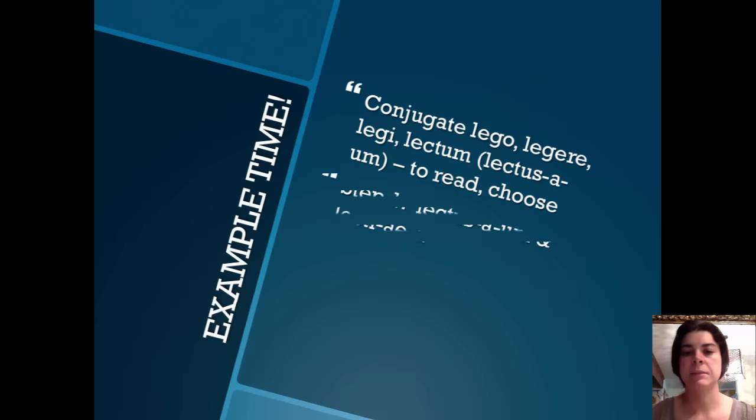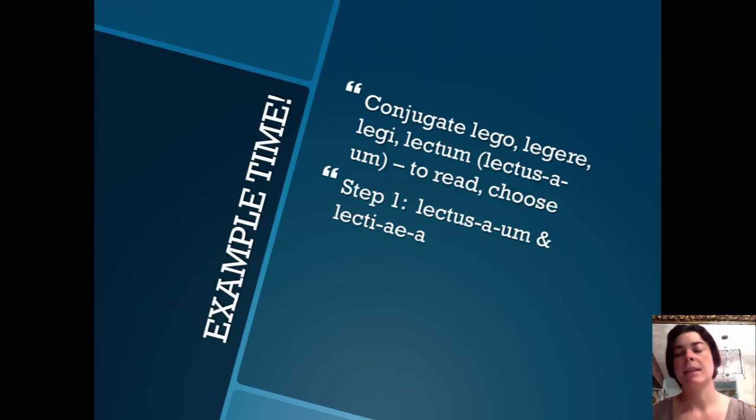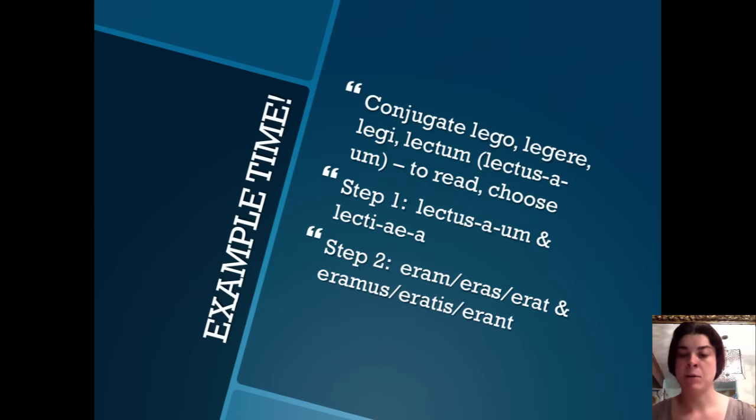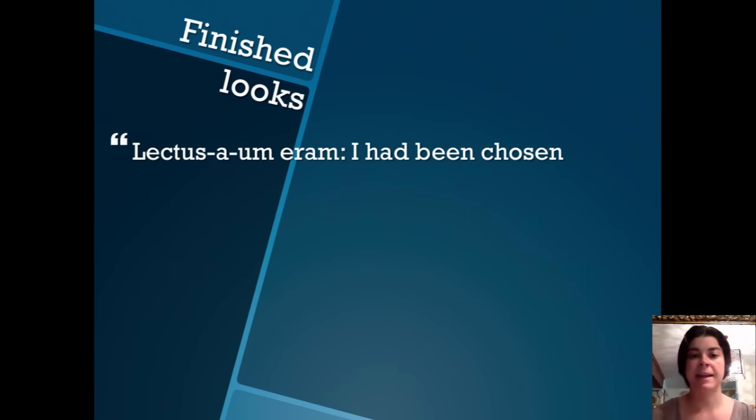Okay, now let's take a look at how it works. Step one, lectus, -a, -um and lecti, -ae, -a are what we're going to be using. Step two, we're going to add eram, eras, erat to lectus, -a, -um and eramus, eratis, erant to lecti, -ae, -a. Remember, use -us, -a, -um for the singular and the nominative plural endings of those declensions for the plural. So the finished look will be lectus, -a, -um eram, I had been chosen.